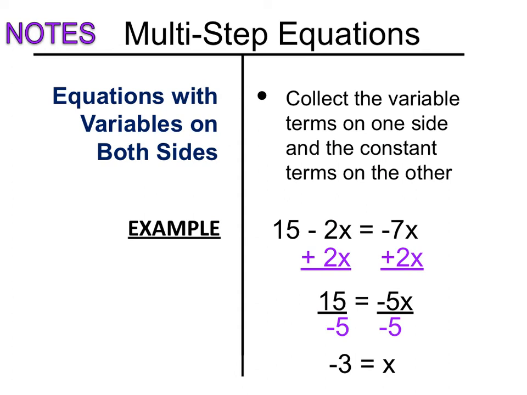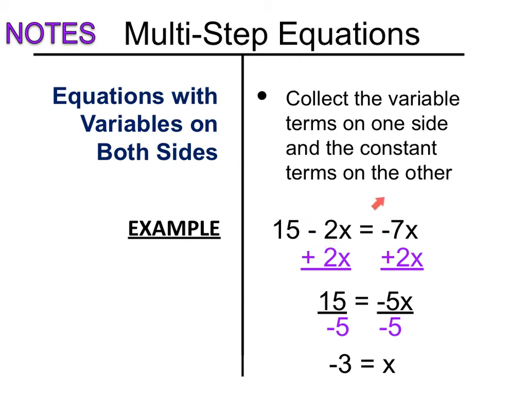All right, now let's look at what to do when we have equations that have variables on both sides. So we're going to collect the variable terms on one side and the constant terms on the other. Well, what does that mean? I have an example here. We have 15 minus 2x on the left-hand side, and on the right-hand side I have a negative 7x. I have an x on both sides of the equation, which means I need to move this negative 2x onto that side of the equation.